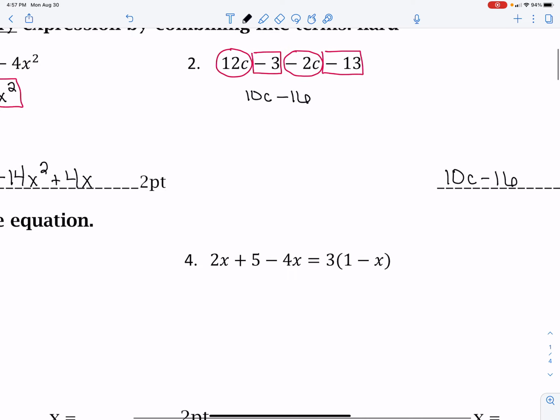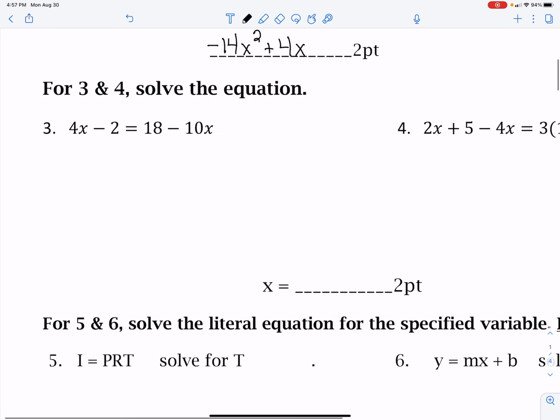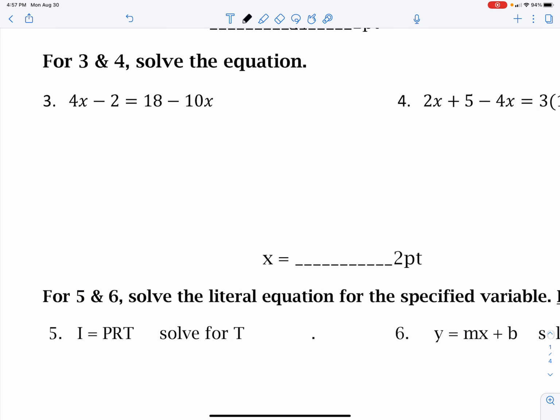All right, and now we're going to go to number 3. On number 3, we are going to solve this equation. It's an equation, so that helps me remember that whatever I do to one side, I do to the other side. Okay. I look to the left side and see if there's anything that I can combine. Well, there's nothing on the left side that I can combine because they are not like terms. And on the right side, I cannot combine those either.